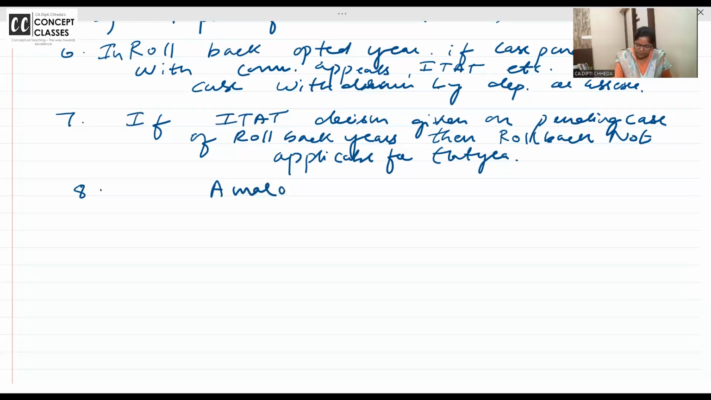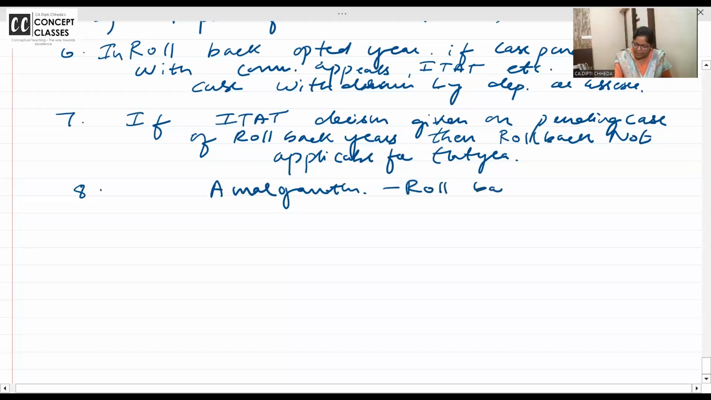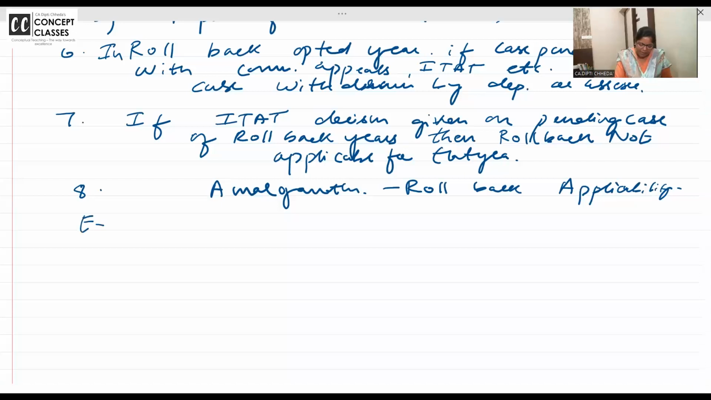Amalgamation, rollback, applicability. Now write this also. We will make 2 cases. Example 1: A company and B company merged. C is an existing company.